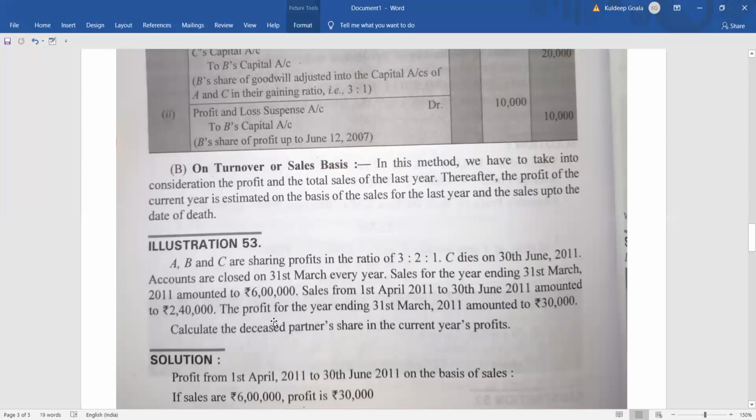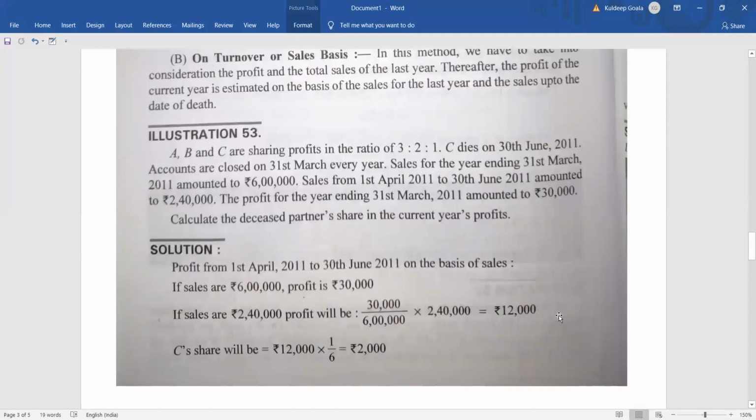The profit for the year ended 31st March 2011 was 30,000. Last year's profit was 30,000. Last year our sale was 6 lakh and last year's profit was 30,000. So what is the percentage of profit? We'll find out. Out of 6 lakh, we have earned a profit of 30,000 last year.